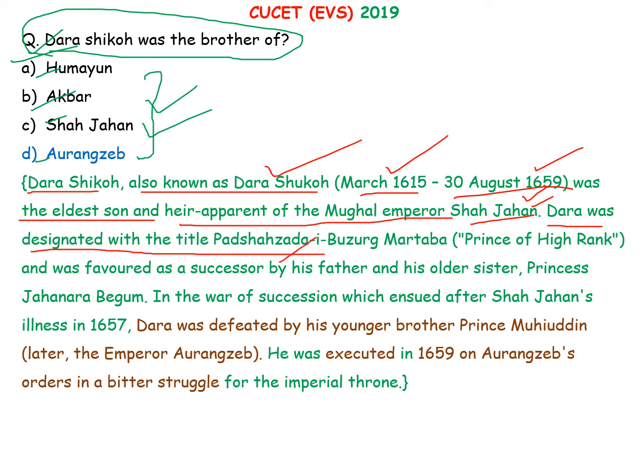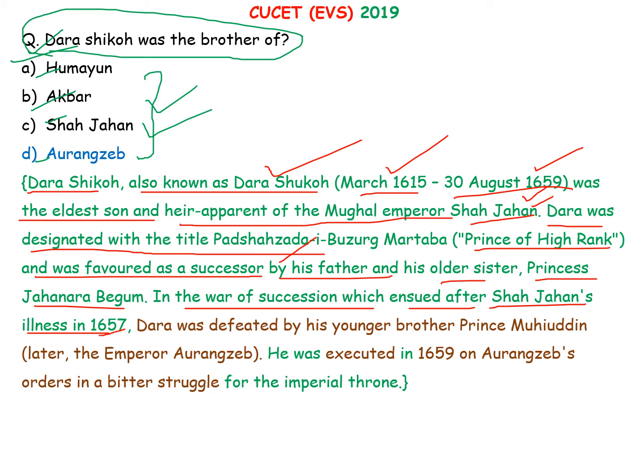Dara was designated with the title of Padshahzada-i-Buzurg Martaba, Prince of High Rank, and was favored as a successor by his father and his older sister Princess Jahanara Begum. In the War of Succession, which ensued after Shah Jahan's illness in 1657, Dara was defeated by his younger brother Prince Muhiuddin, later the Emperor Aurangzeb. He was executed in 1659 on Aurangzeb's orders in the bitter struggle for the imperial throne.